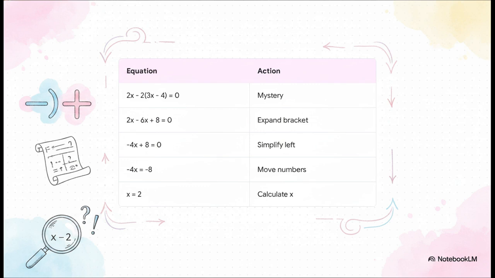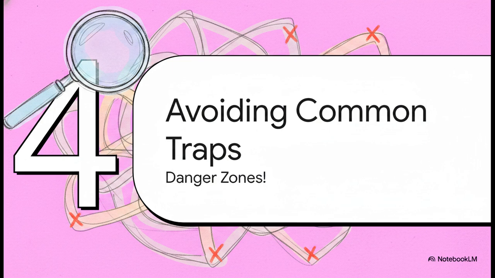Step 3, we divide -8 by -4. The negatives cancel out perfectly, and x equals 2. Another mystery successfully solved using our trusted blueprint. Which brings us to Section 4, Avoiding Common Traps, Danger Zones.